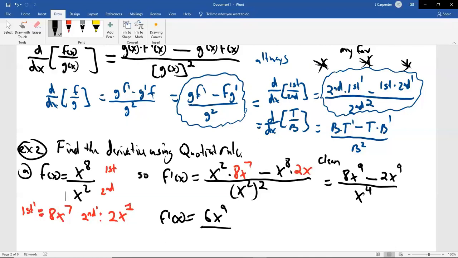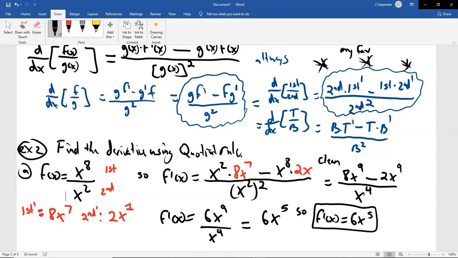Then the bottom is just still our x to the 4th. But we can clean this up. We can subtract the exponents. 9 minus 4 is 5. Again, know your exponent rules inside and out. So this is our answer. So f prime of x ends up being very simple, just a 6x to the 5th.